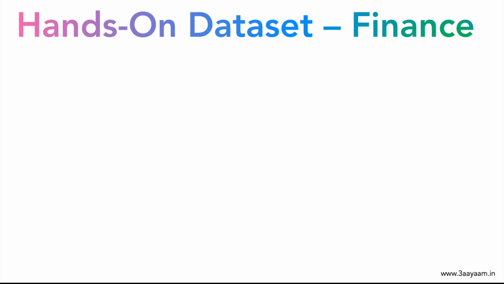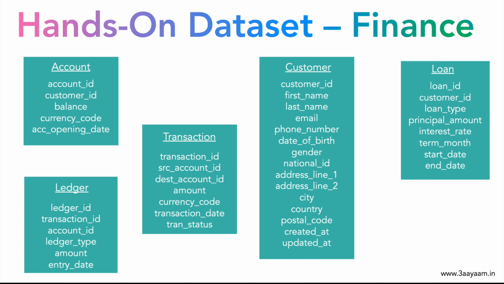So we'll have to talk about the hands-on dataset also. And I'm going to use a finance dataset for all the hands-on that I'm going to do in this course. So this is the schema of the finance dataset. These are the 5 tables. We have account table, ledger, transaction, customer, and loan tables. So these are the different tables and their corresponding columns.